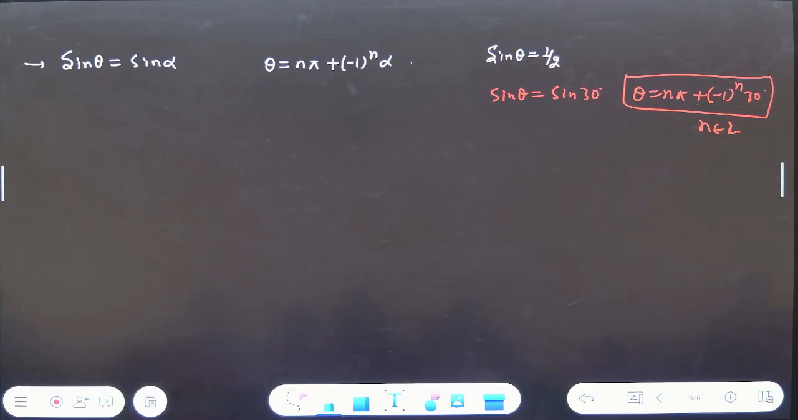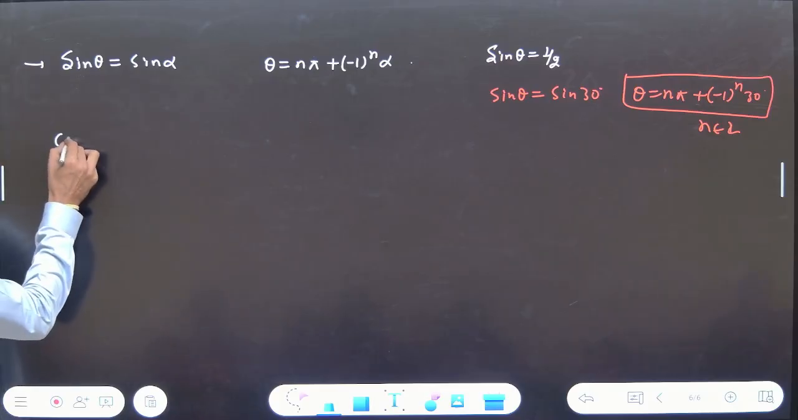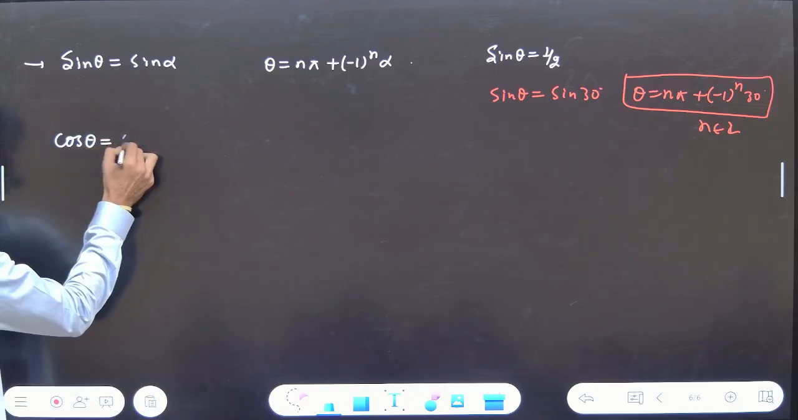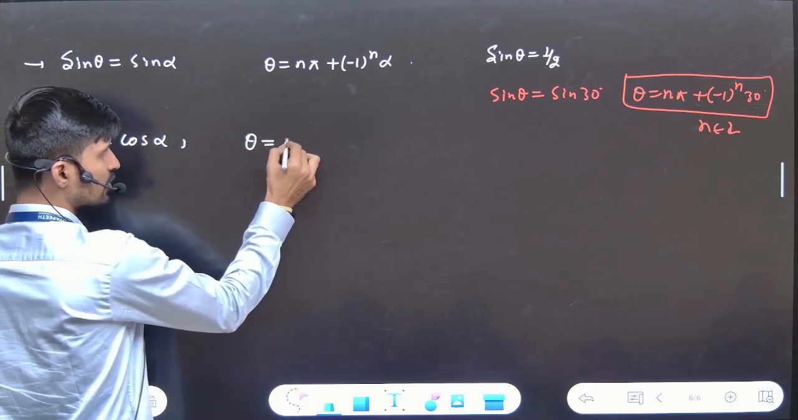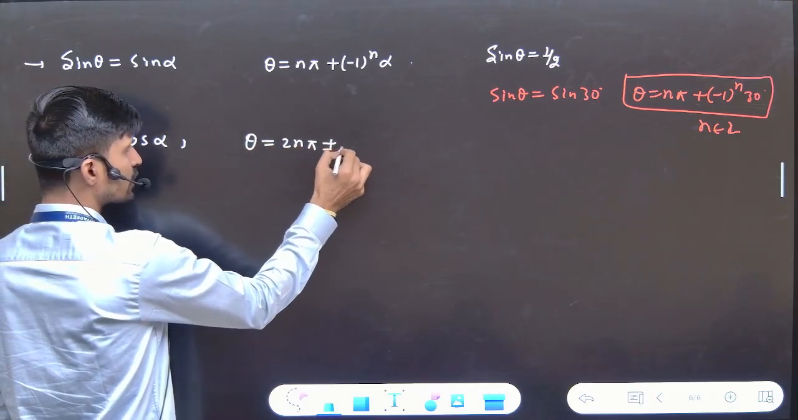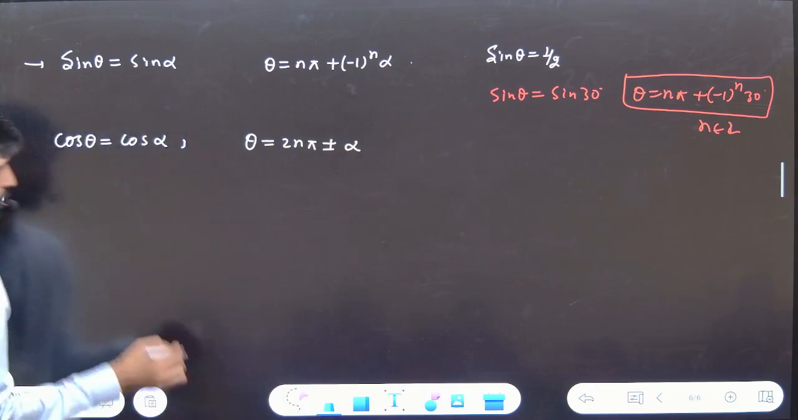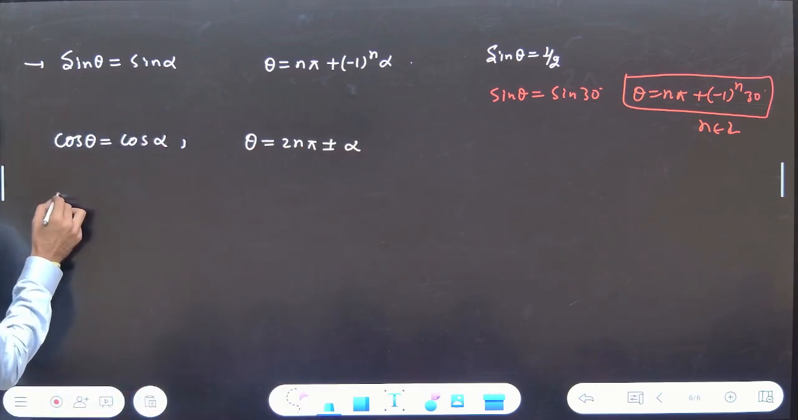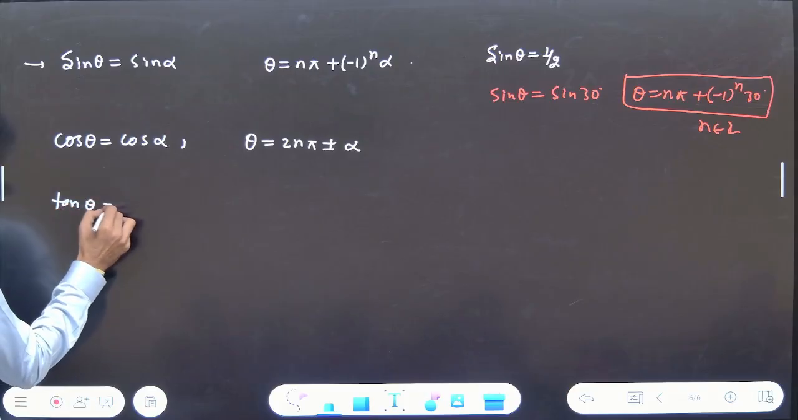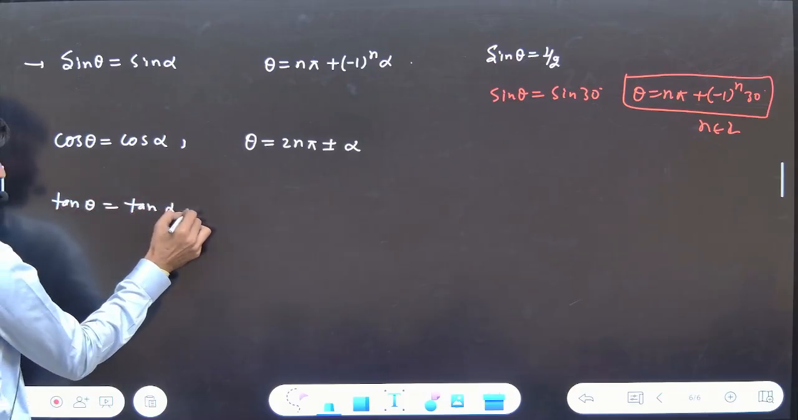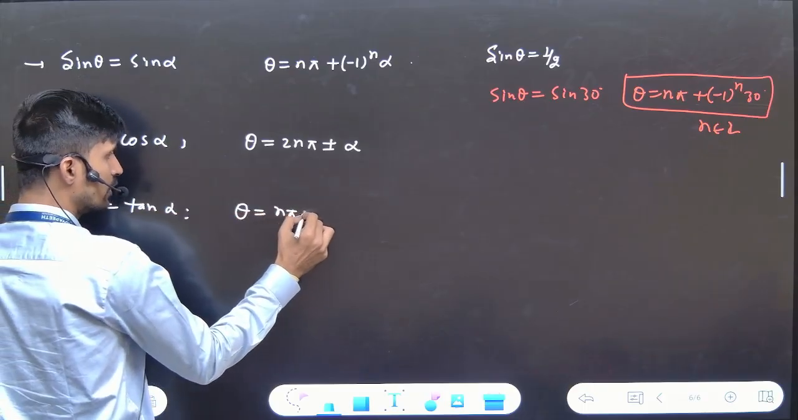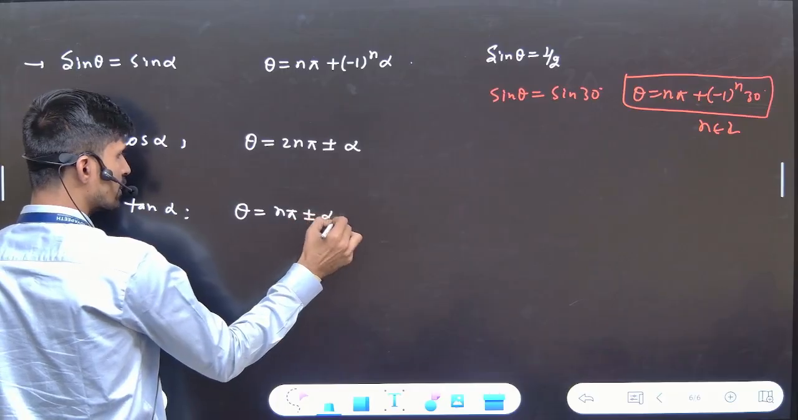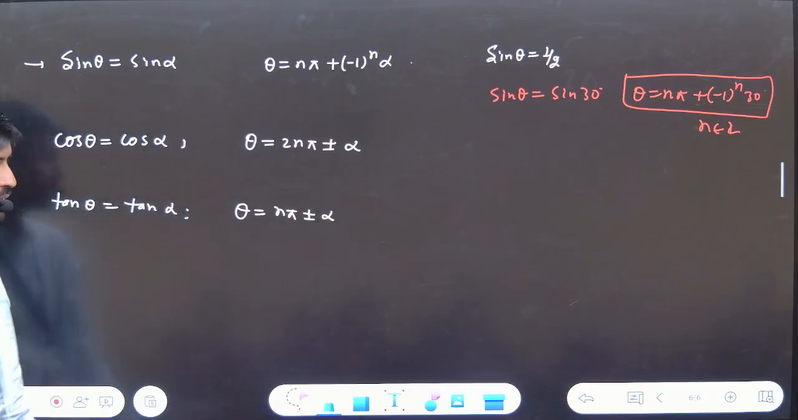Suppose I am writing cos theta is equal to cos alpha. So here theta is equal to 2n pi plus minus alpha. Suppose I am writing tan theta is equal to tan alpha. So theta will be equal to n pi plus alpha. The minus will also go that side. N pi plus.